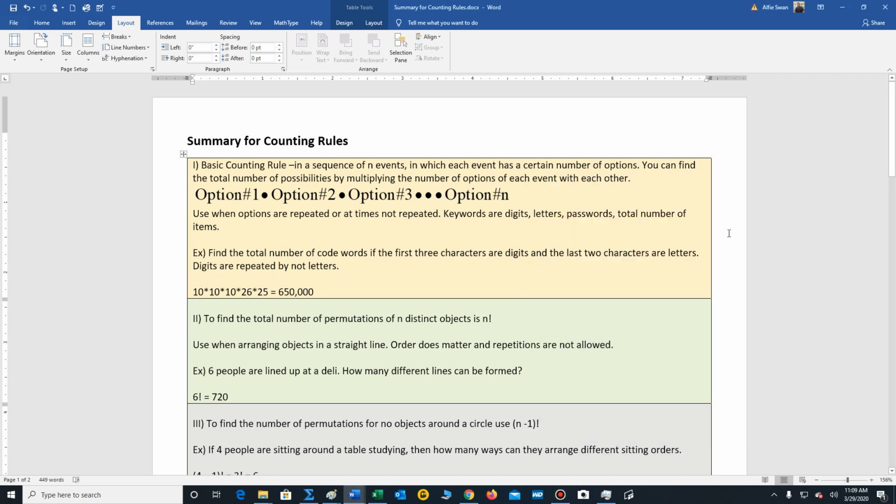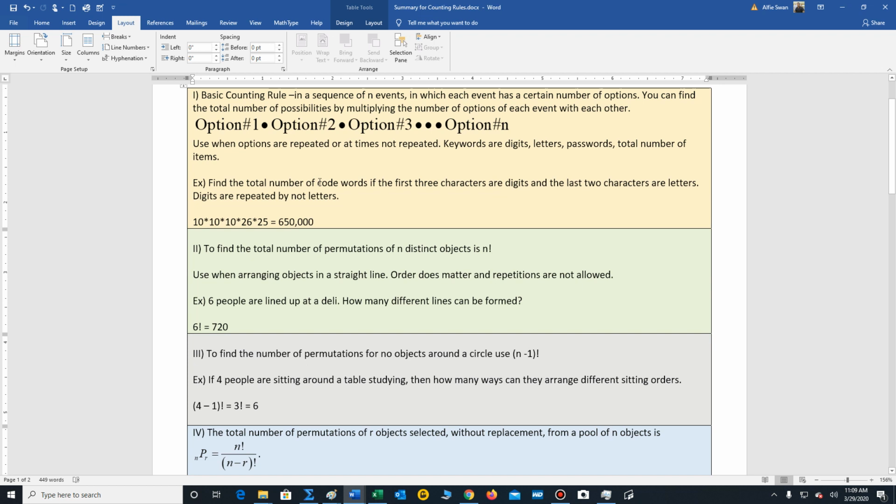Okay, so moving on, we're now going to review the counting rules. Our basic rule is typically, informally, called the multiplication rule. It's when you have a number of events and each event has a certain number of options. To find the total number of possibilities, you just multiply out all those options.